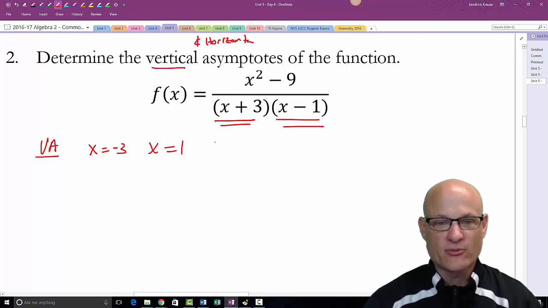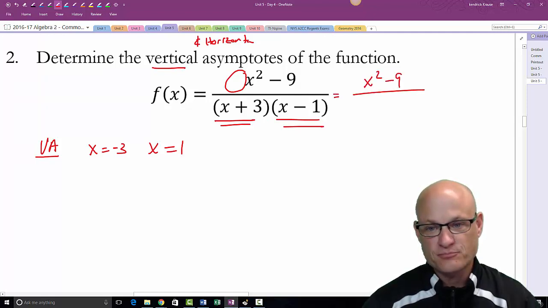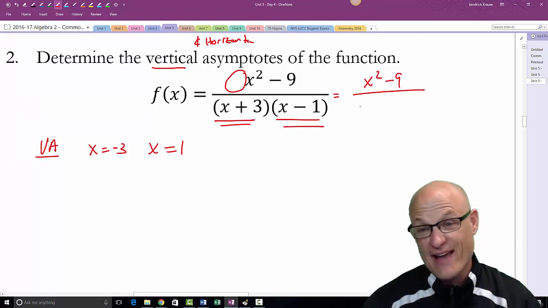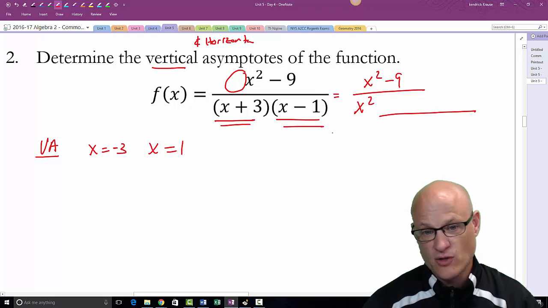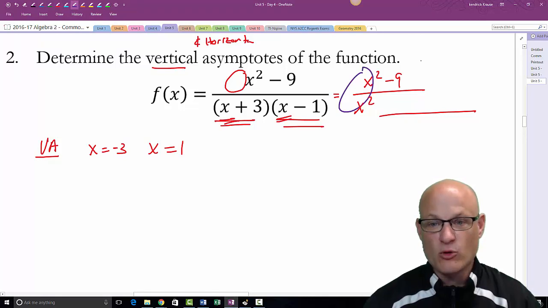Now, the horizontal asymptote, if you remember, is a ratio of the leading coefficients, but this one I need to figure out what the denominator is. So the numerator is just x squared minus 9. The denominator, if I factor it all out, is going to be x squared and then some other stuff. I don't really care about the rest of it because the leading coefficients are right here, and that would be 1 over 1. So my horizontal asymptote would be y equals 1.